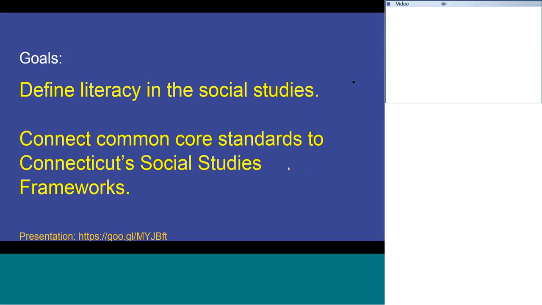Okay, thanks. Our goals today are to look at what we define as literacy in the social studies, and it's more than just reading and writing. My colleagues Kelly and Tony have done some amazing research on this. We're also going to connect Common Core standards to Connecticut's social studies frameworks.